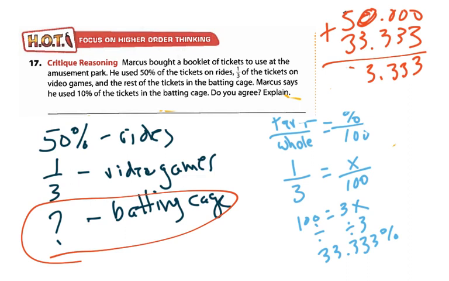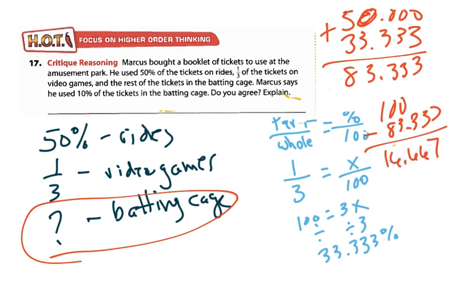So I definitely need to take 100 and subtract 83.333 from it. Okay? When you do that, you can just pop that in your calculator. You're going to get 16.667%. So the answer is no, he spent 16.667% at the batting cage.